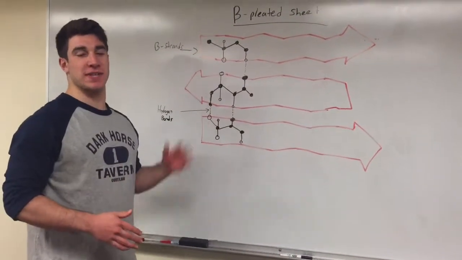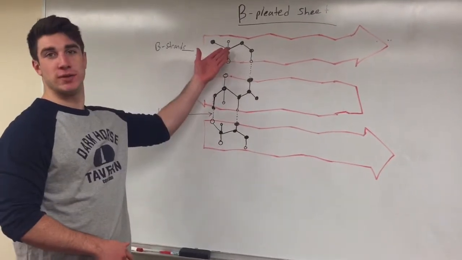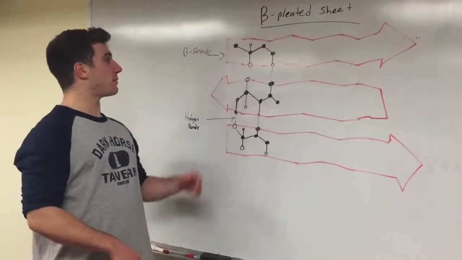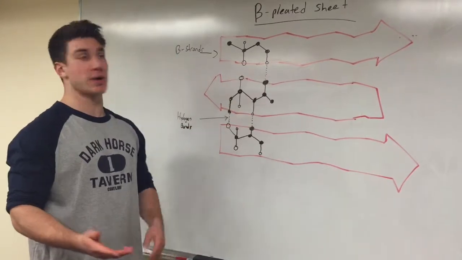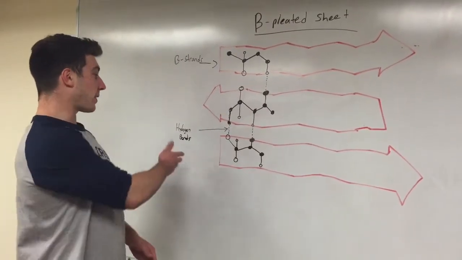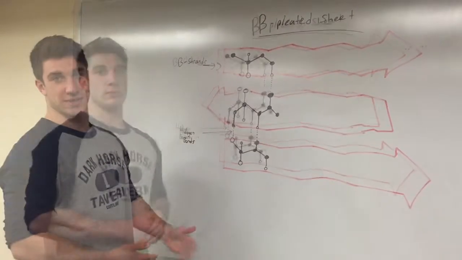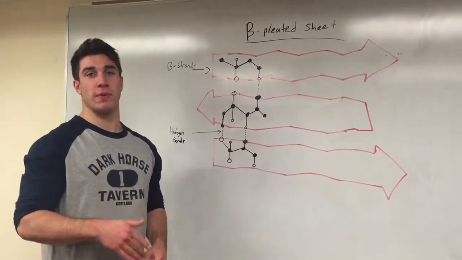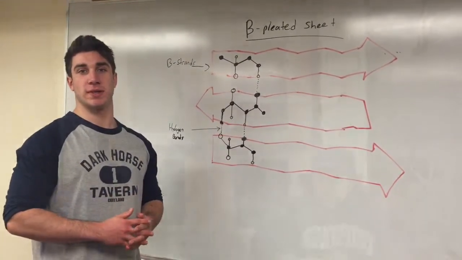The next aspect of secondary structure is the beta-pleated sheet. Beta-pleated sheet is made up of many polypeptide chains, otherwise known as beta strands, and are connected by hydrogen bonds, as you can see. Beta-pleated sheets make up the core of many globular and fibrous proteins.